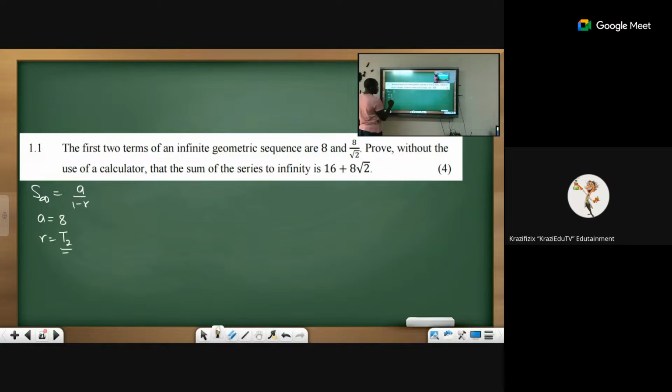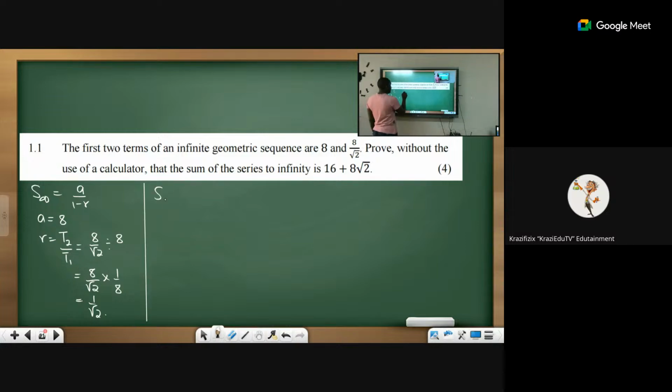T2 over T1. What is my T2? 8/√2 divided by 8. What would that be? Remember, no calculators, so we must show all our steps. Okay, and that would be 1/√2. All right, let's see what the examiner is all about.